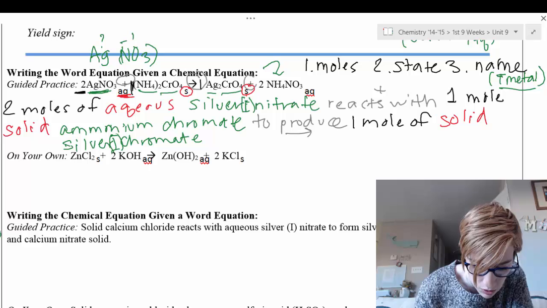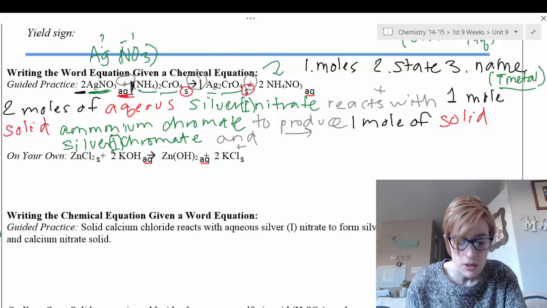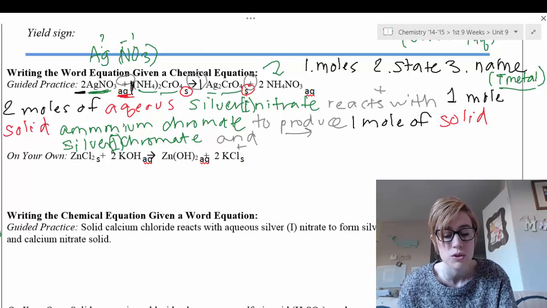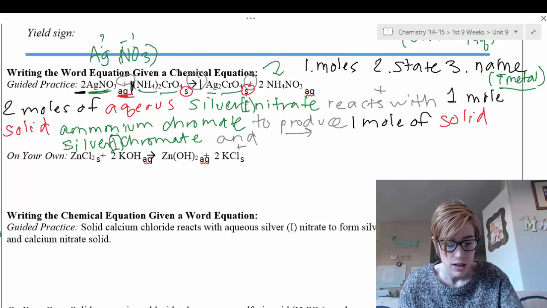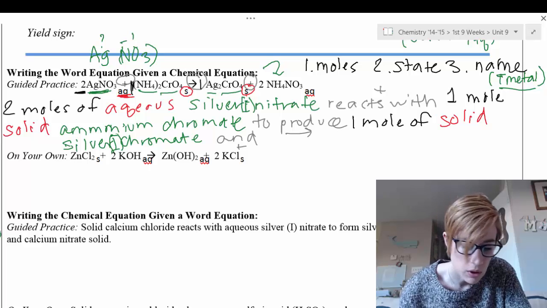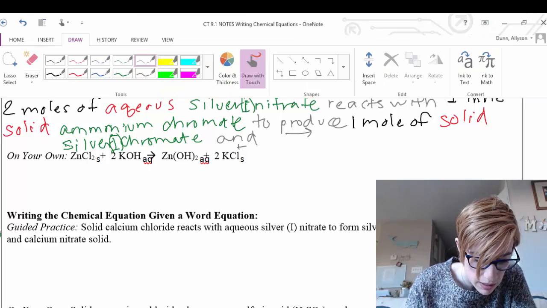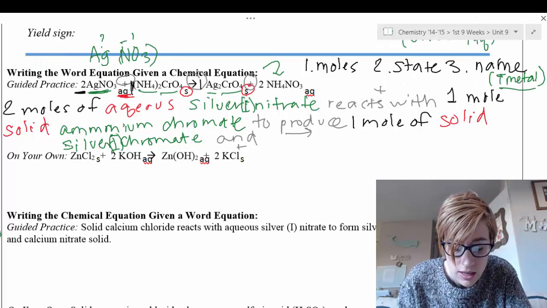This symbol here we're just going to refer to as "and." Because what are the two things we're producing? We're producing Ag2CrO4, and then we're also producing NH4NO3. So I write, we're producing 1 mole of solid silver 1 chromate, and now again I start my steps all over again. Now step number 1 is moles.